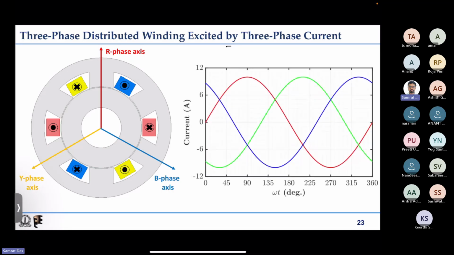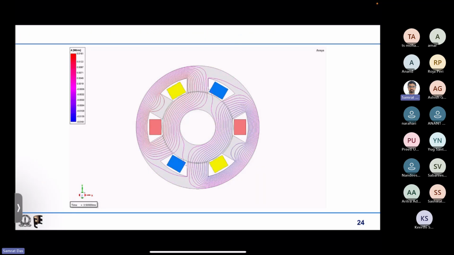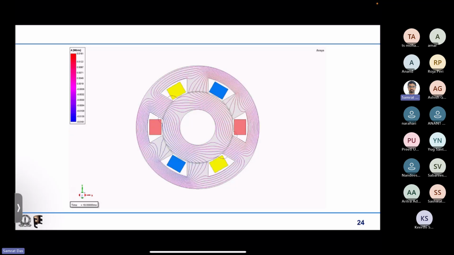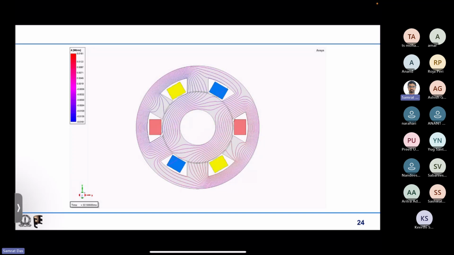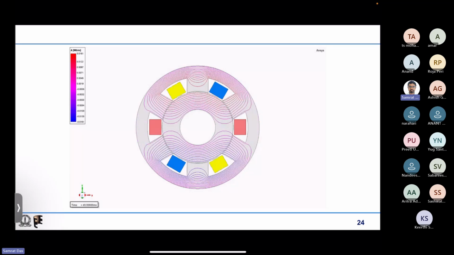And if we excite the same current, that is three phase balanced sinusoidal currents, through that, then this is the animation that we are going to look at now, right? You can see that it is rotating. Still we have two poles, and it is a rotating magnetic field. The magnetic field is continuously rotating.